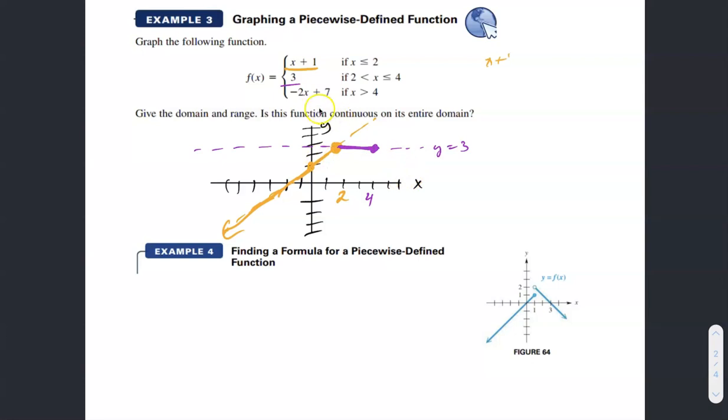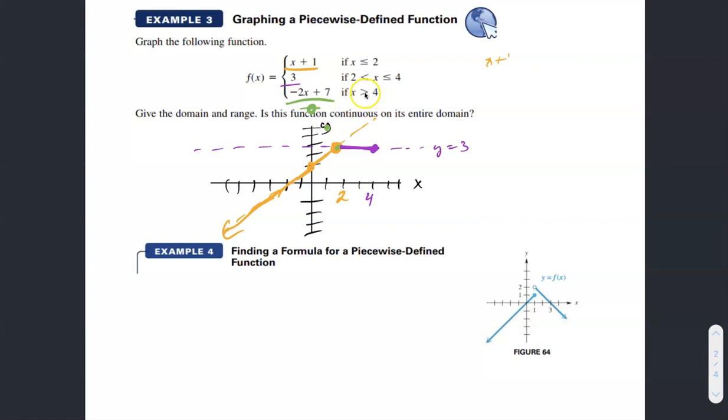And the last graph we're going to do, negative 2x plus 7. This graph, so we're going to start at plus 7. Let's see, 1, 2, 3, 4, 5, 6, 7. I don't have it on my grid, so it starts there. Then we'll go down 2 over 1. Down 2 over 1. So something like that.